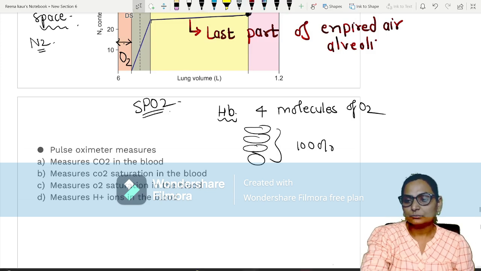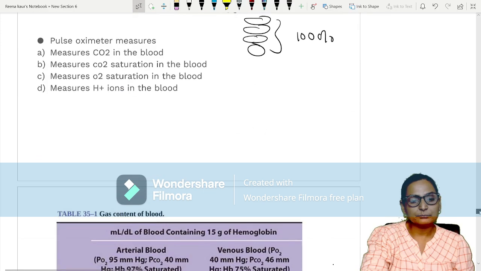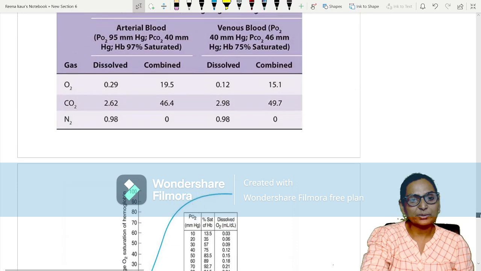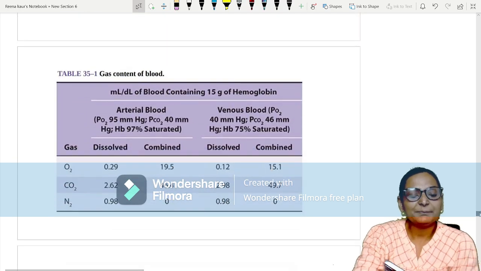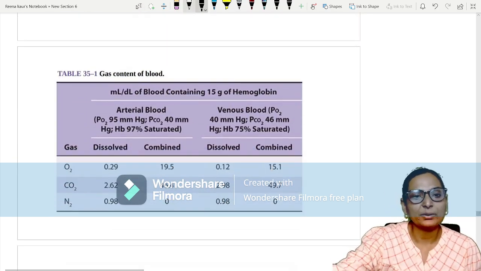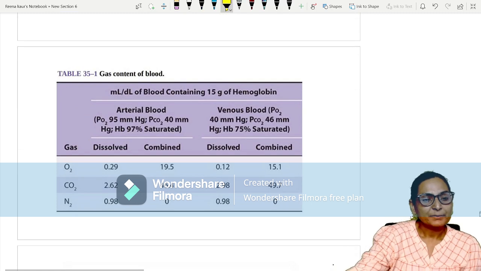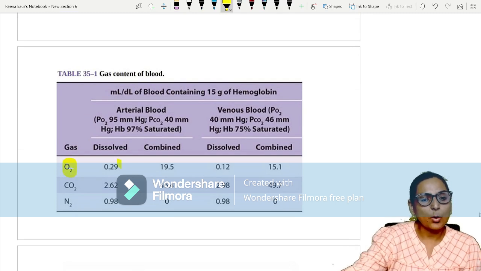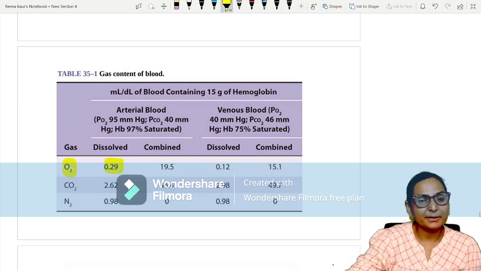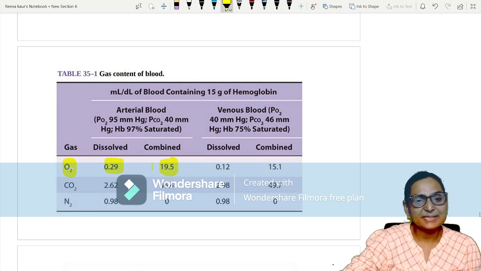Now, how is oxygen transported in the blood? Please keep this table with you. This is a very, very important table. See, you can see oxygen is around 0.29 ml per deciliter dissolved in blood, and in the combined form with hemoglobin it is 19.5, right? On the arterial side. On the venous side, 0.12 and 15.